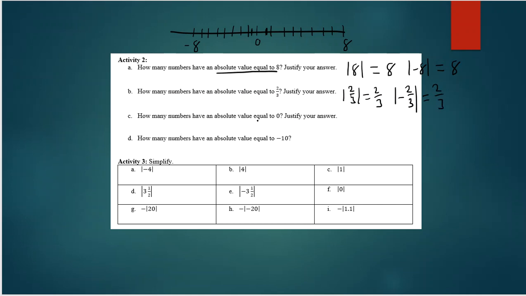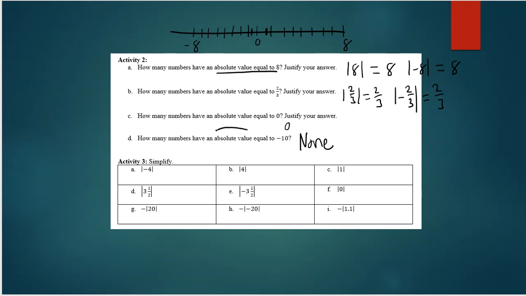Okay. How many numbers have an absolute value equal to 0? Well, that would just be 0. How many numbers have an absolute value equal to negative 10? None.